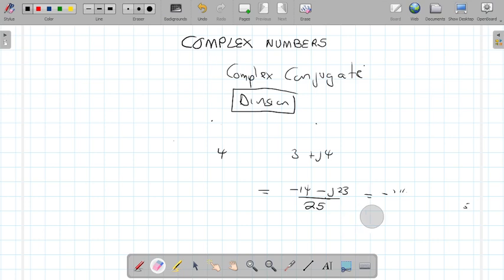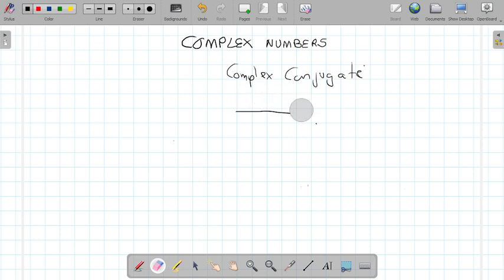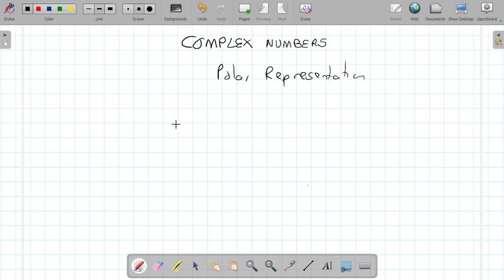All right, guys. Now let's talk about other ways of representing complex numbers. So far, we've just been dealing with the Cartesian representation of the complex number. Let's talk about another representation of the complex number. Let us talk about the polar representation. What is the polar representation of a complex number? Well, it's very, very simple.